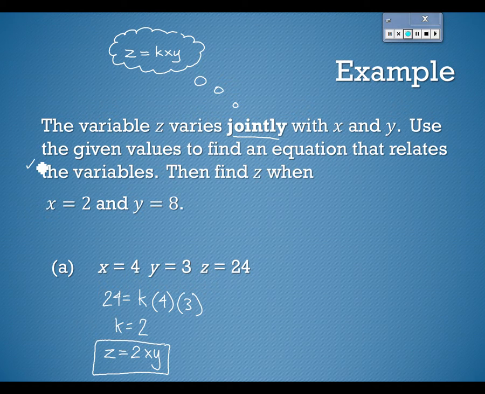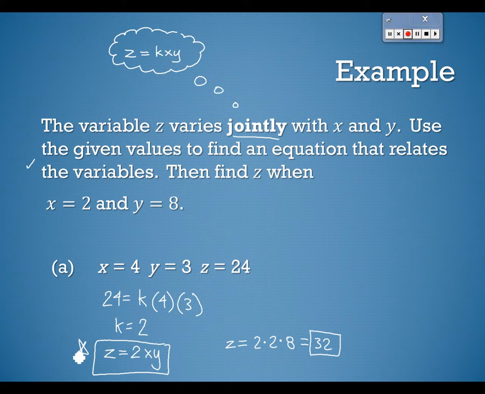Then also please find z when x and y happen to be 2 and 8. What would that be? z equals, when x is 2 and y is 8, Jocelyn. 32, right? 2 times 2 times 8, yes, which is 32. So actually that last question is kind of trivial, right? Once you've done this part over here, this is the big, powerful part.